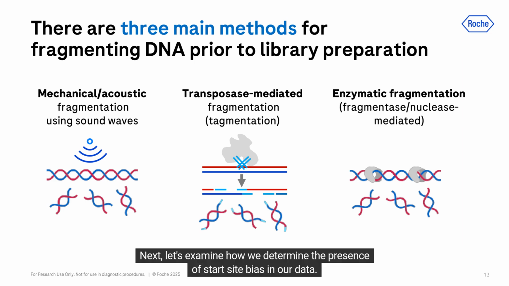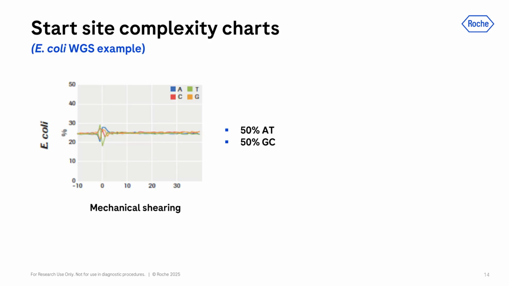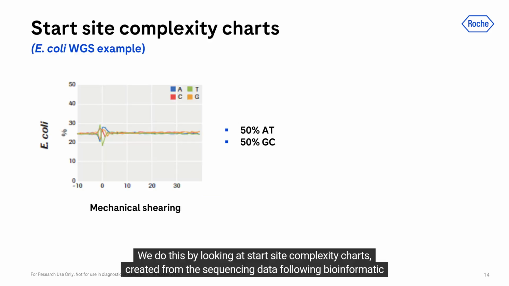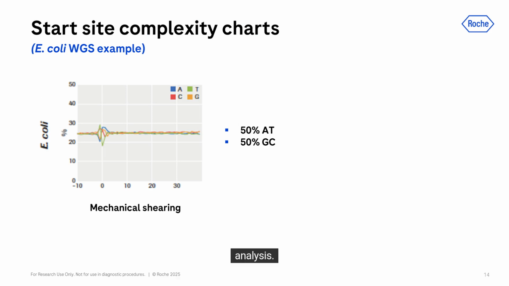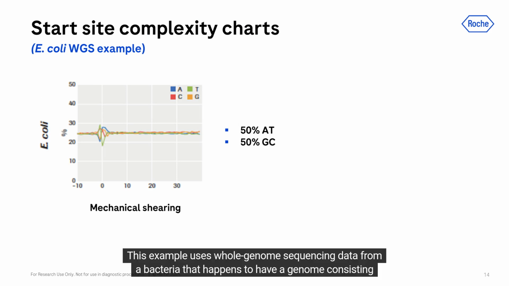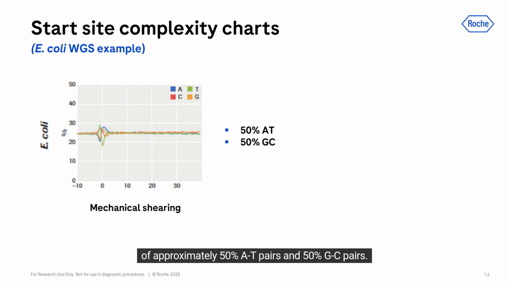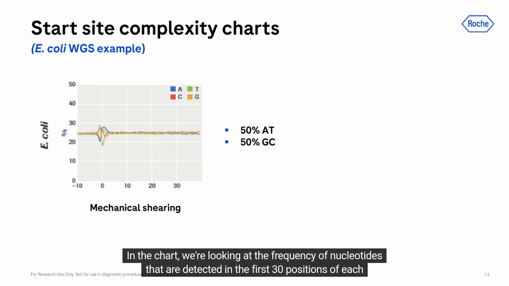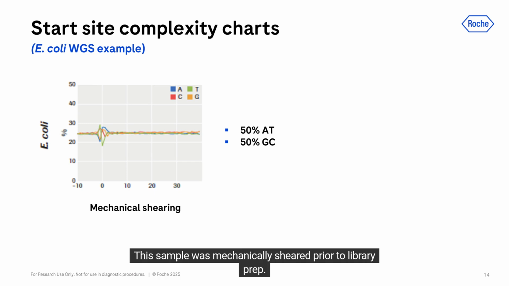Next, let's examine how we determine the presence of start site bias in our data. We do this by looking at start site complexity charts created from the sequencing data following bioinformatic analysis. This example uses whole genome sequencing data from a bacteria that happens to have a genome consisting of approximately 50% AT pairs and 50% GC pairs. In the chart, we're looking at the frequency of nucleotides that are detected in the first 30 positions of each read. This sample was mechanically sheared prior to library prep.